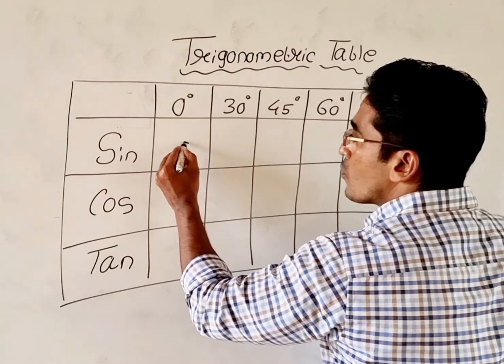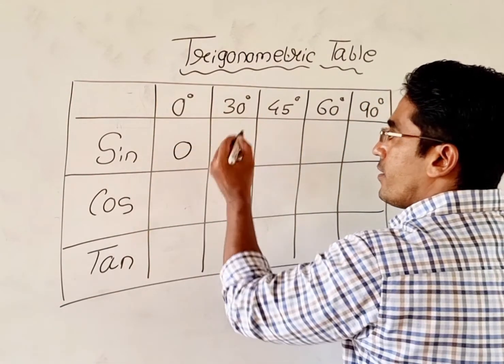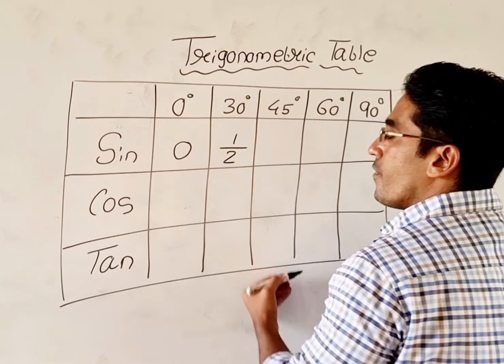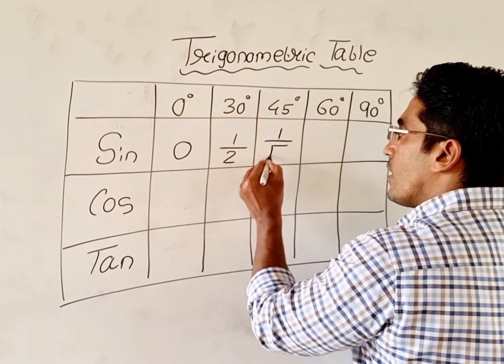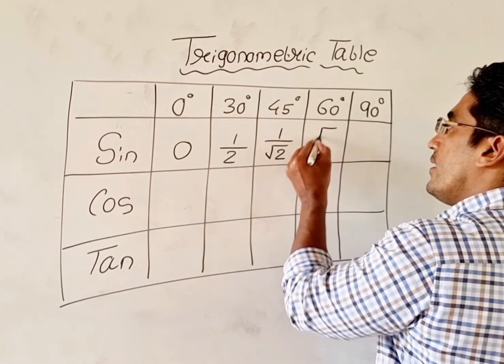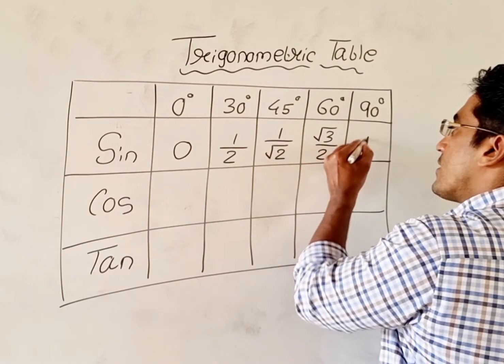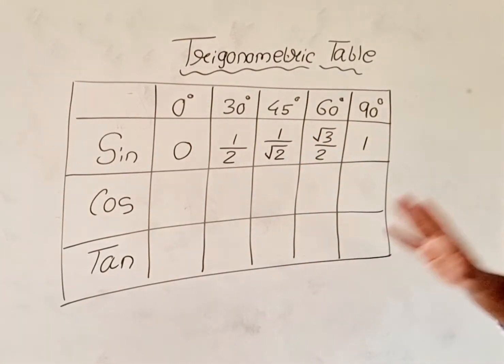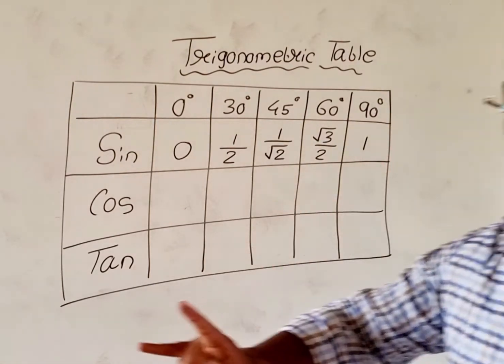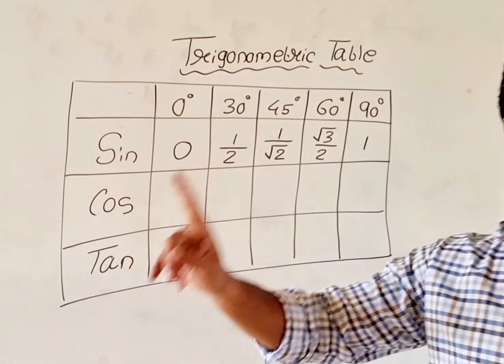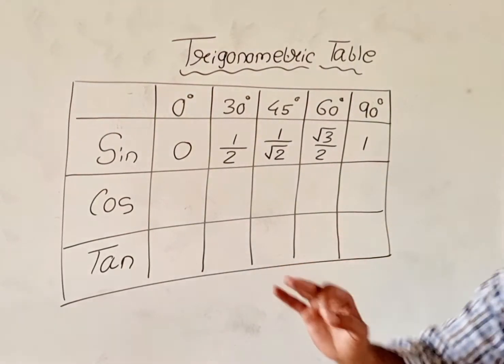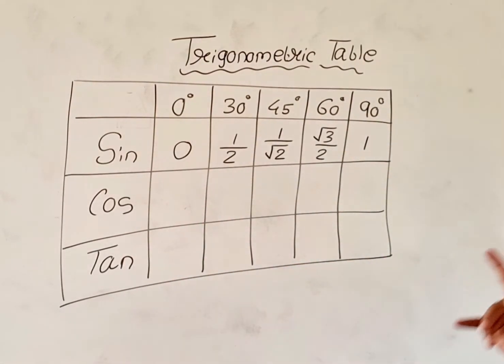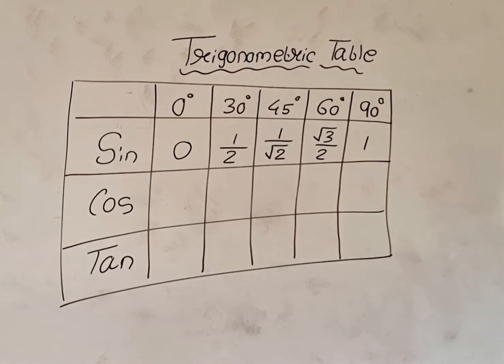Now for sine, we will remember the values. Sine 0 degree is always 0. Sine 30 degree is always half. Sine 45 degree is 1 upon root 2. Sine 60 degree is root 3 upon 2. And sine 90 degree is 1. Students have to remember these values. Sine 0 is 0, sine 30 is half, sine 45 degree is 1 upon root 2, sine 60 degree is root 3 upon 2, sine 90 degree is 1. Now we have seen the relation sin theta is equal to cos 90 minus theta. We are going to take the help of this relation.